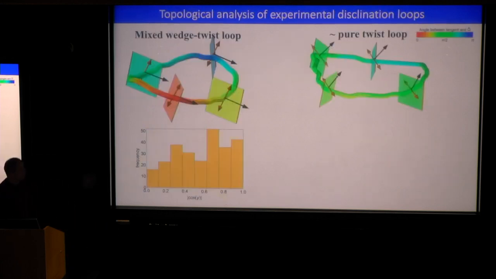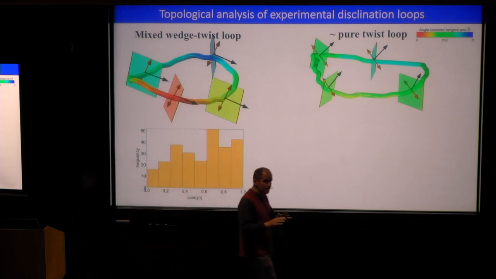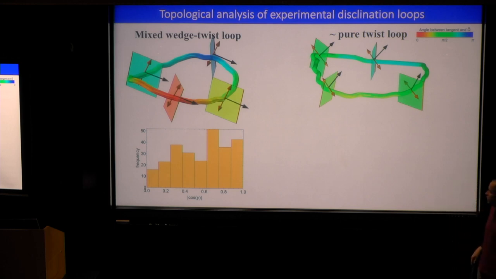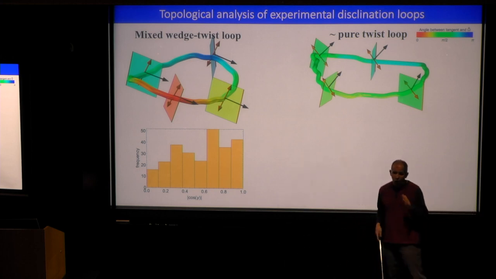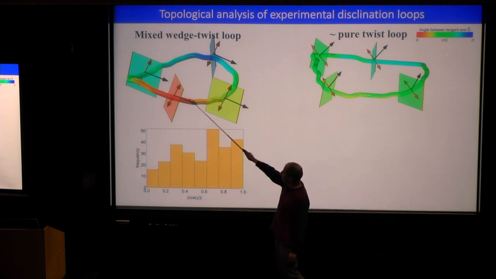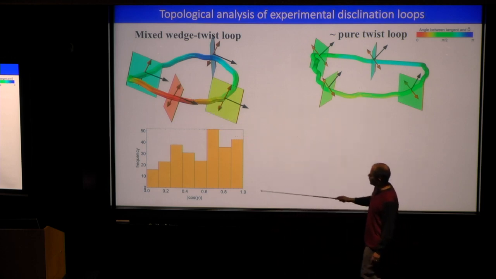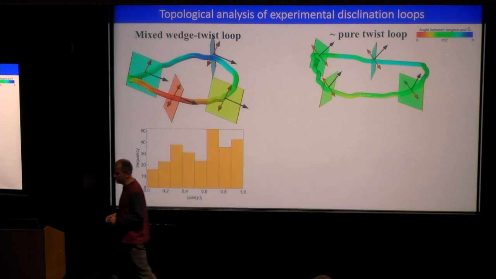So we've done an analysis of about 300 loops. And again, there are many different loops that are possible in three-dimensional nematics, and you do see them in equilibrium nematics. But out of 300 loops, we've found that all the loops that we see have no net topology, right? And they are a family that uniformly interpolates from mixed wedge twist loops to pure twist loops. And actually, the pure twist loops are somewhat more prevalent than the wedge twist loops.